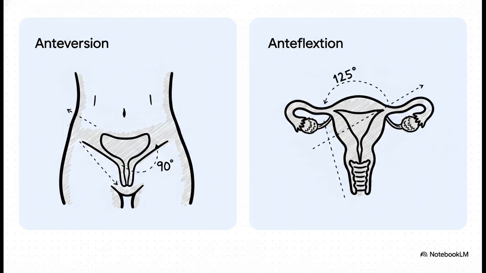Okay, let's break this down because this is where the confusion often starts. Anteversion, think of that as the version or tilt of the whole uterus. The entire organ is tilted forward in relation to the vagina at about a 90-degree angle. Then you have anteflexion. Think flex like bending. This is the body of the uterus bending forward on the cervix at an angle of around 125 degrees. It's these two together, the tilt and the bend, that create that normal forward-leaning position.